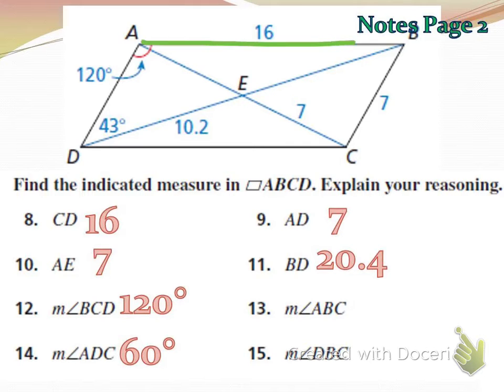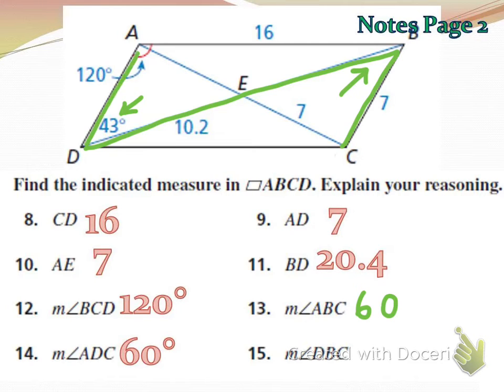ABC, which is this angle. What will the measure of that one be? 60. And then last, DBC, which is this angle. It'll be 43. Because what relationship does 43 have with DBC? Alternate interior. Perfect.